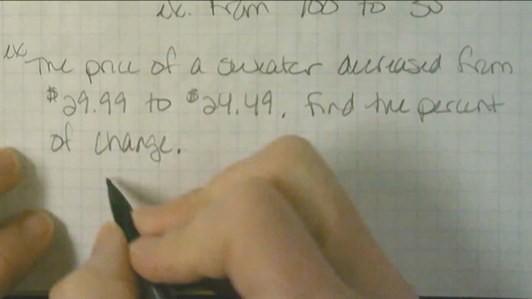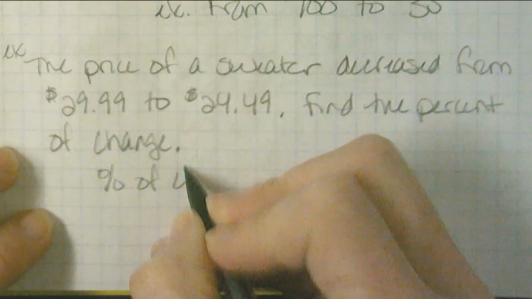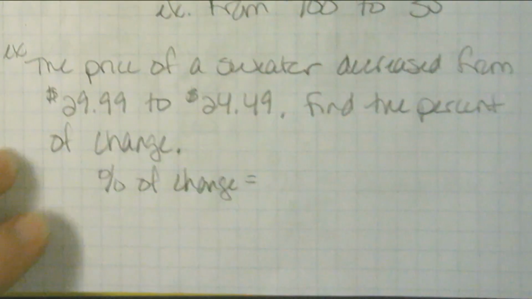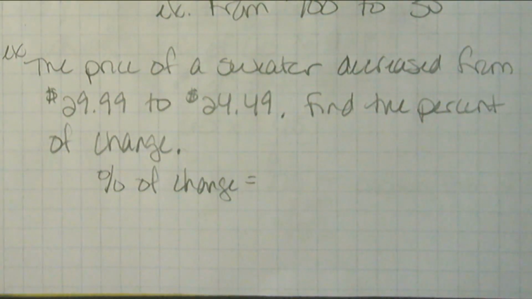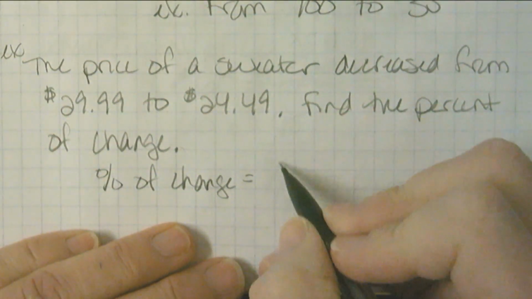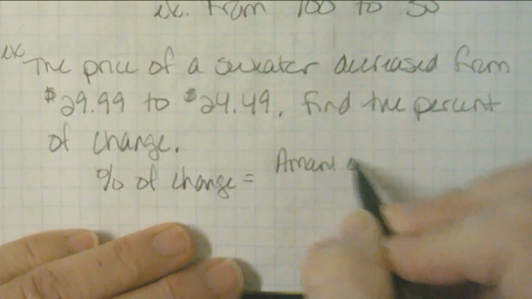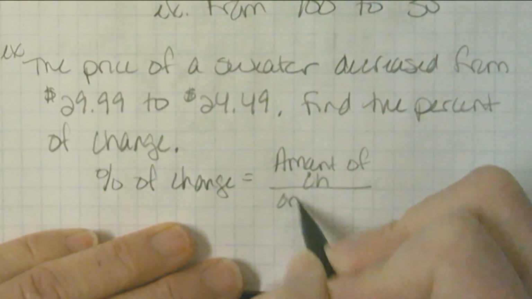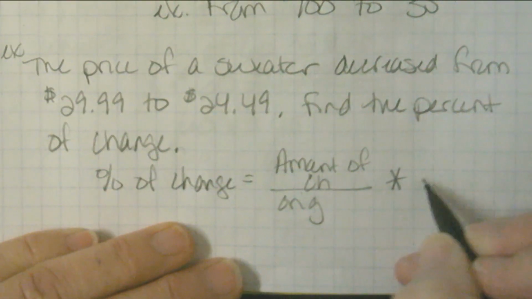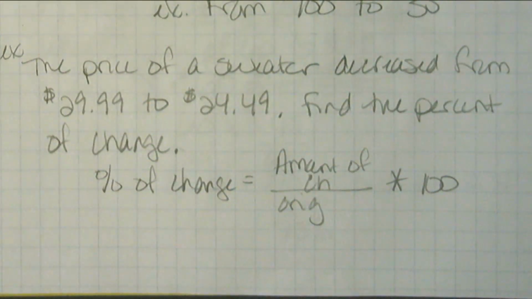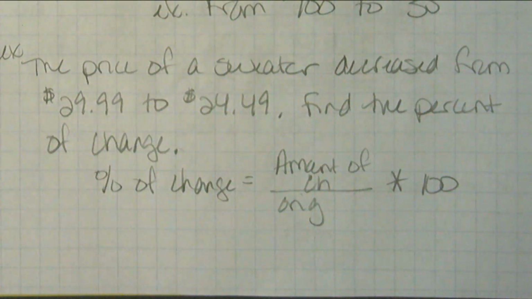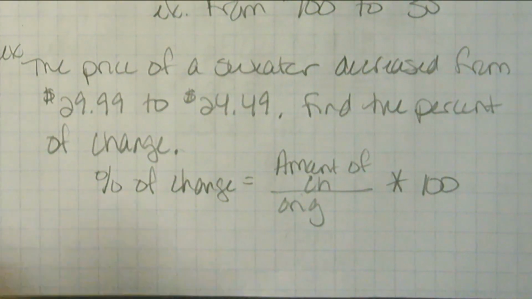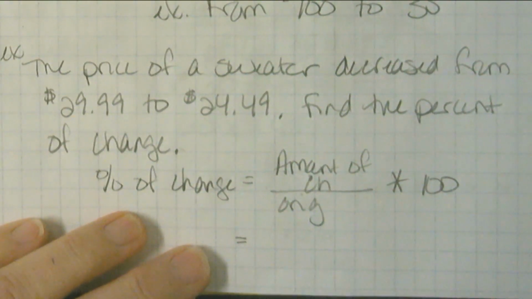So someone tell me, how do I find percent of change? What's the formula for percent of change? Victoria? Excellent. Remember, your amount of change is always going to be the bigger minus the smaller. And your original is what you're starting at. It's the original that you're going from. Nick? So here's our formula right here.